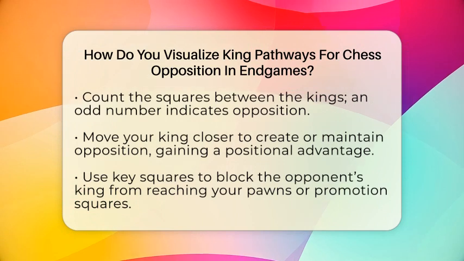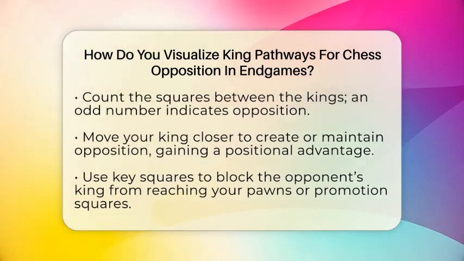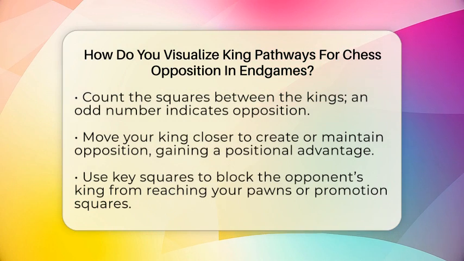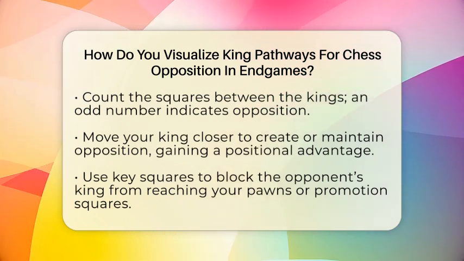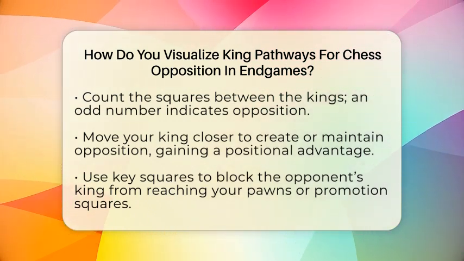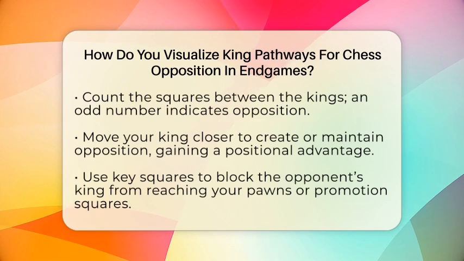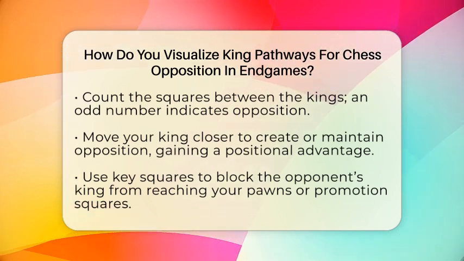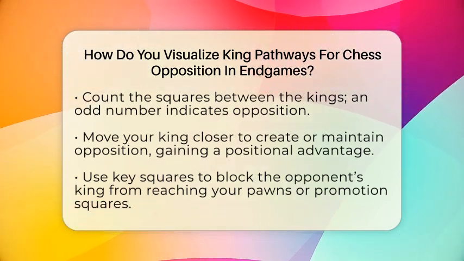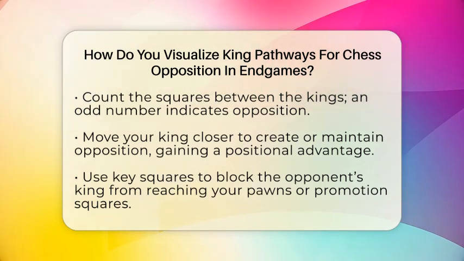Visualize your king stepping into key squares that block the opponent's king from reaching your pawns or promotion squares. In king and pawn endgames, certain squares are called critical because they determine if your pawn can promote. Picture your king moving along ranks or files that keep opposition while supporting your pawn's journey.